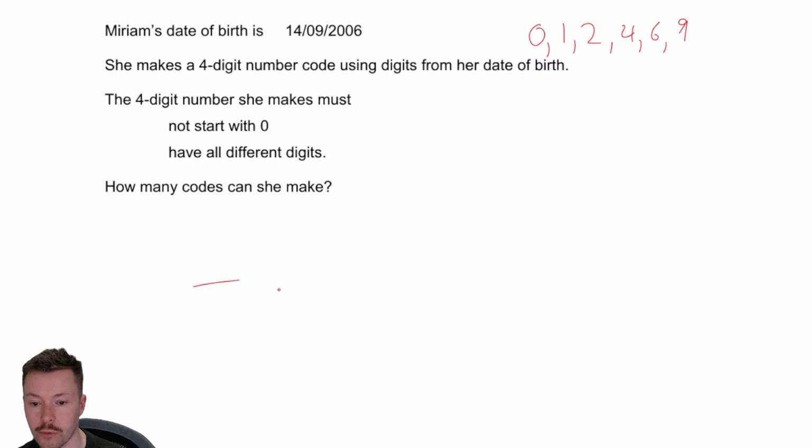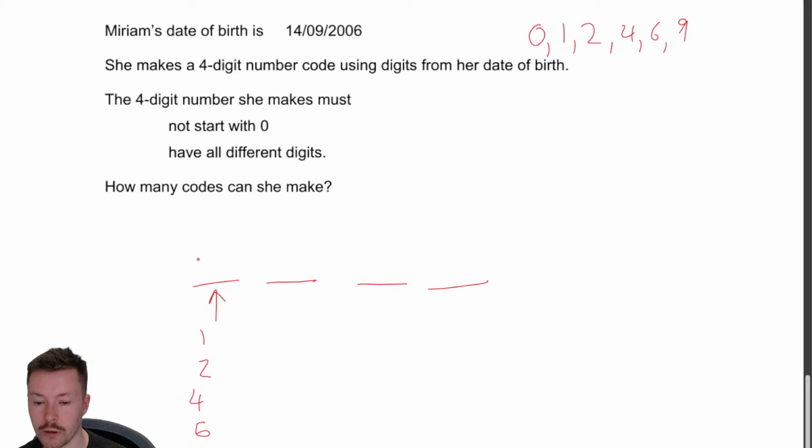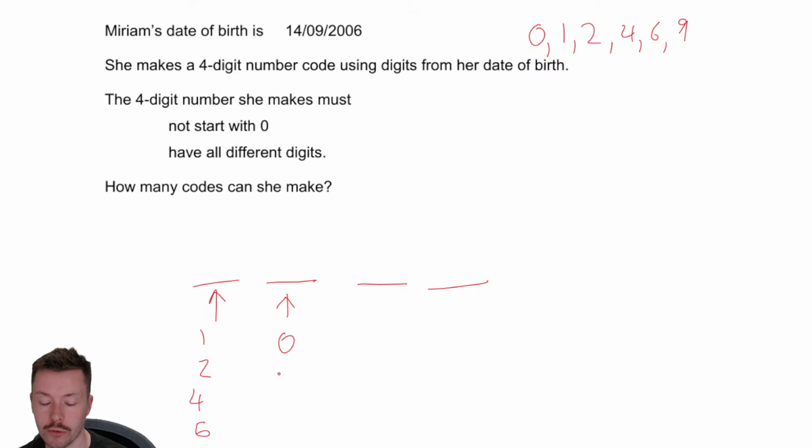So we've got four digits here. The first one, we've got 5 options: 1, 2, 4, 6, 9. Have all different digits. How many codes can she make? Well, the next one, she can have 0, and then we're losing one of these. So 0 and then 1 less. So plus 1, 2, 3, 4, 5. So plus 4 in terms of the options.